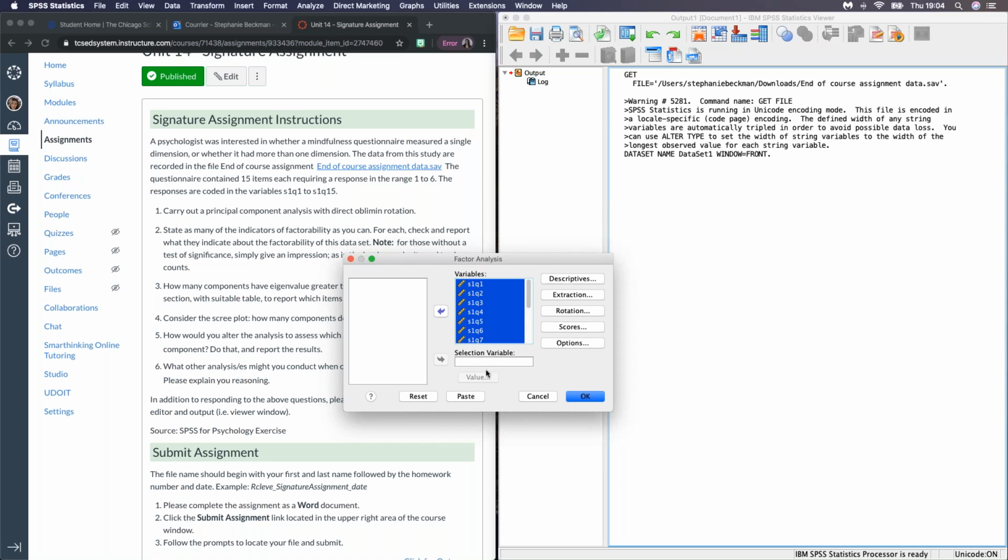In terms of selection variable, we don't need to include anything because that's not really relevant to what we're doing for this principal component analysis. So I'm going to go right down the line here with the keys.